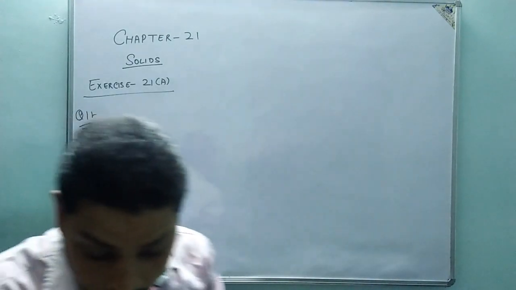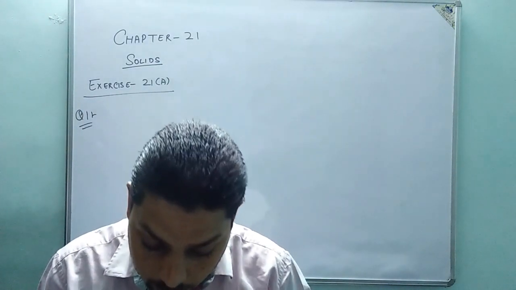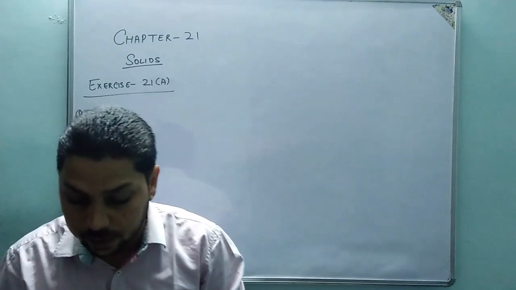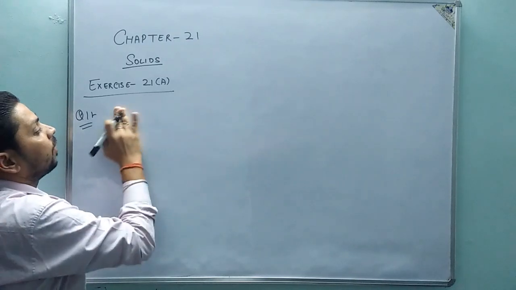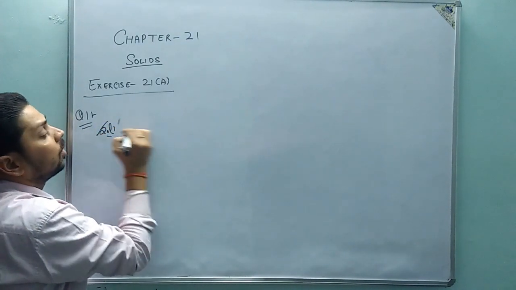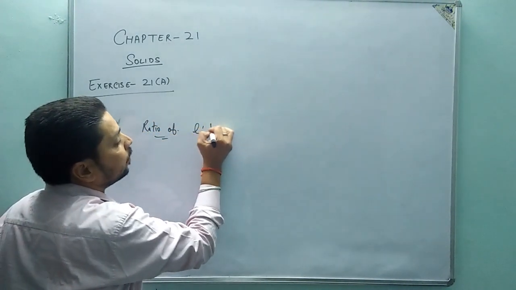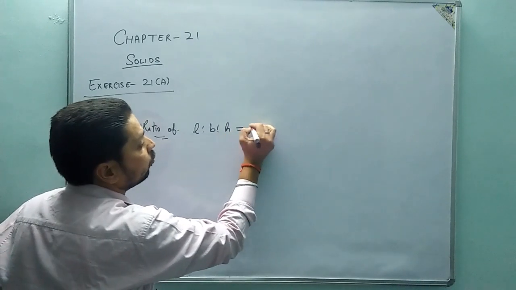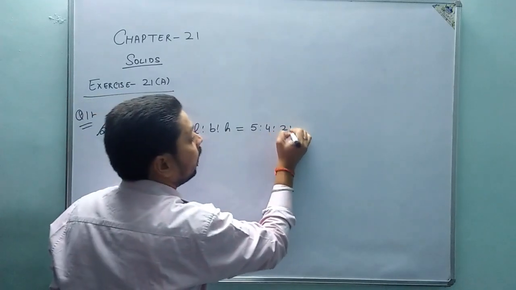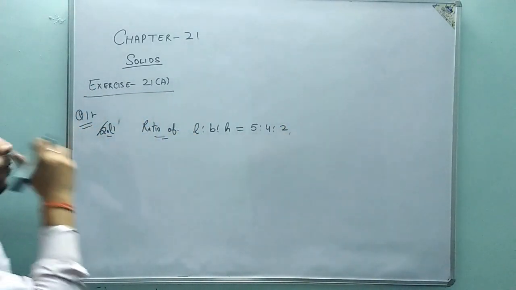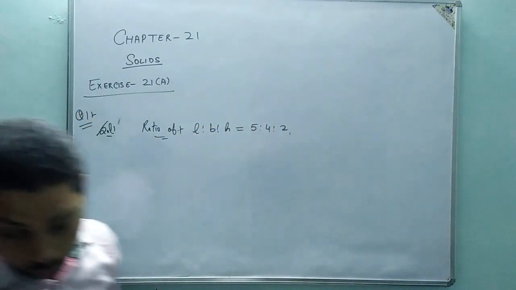First question: it is given that the length, breadth and height of a rectangular solid are in ratio 5:4:2. So what is given? Ratio of length, breadth, height is equal to 5:4:2.